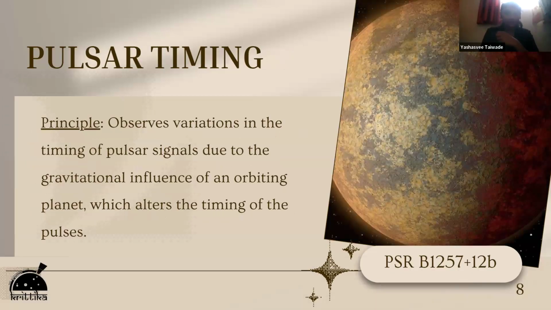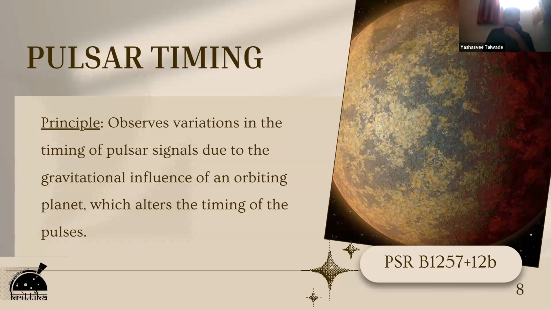Moving ahead, we next have pulsar timing. It observes the variations in the timing of pulsar signals. A pulsar is basically also another light source. Some planets orbit a pulsar. So we observe these variations in the timing of the pulsar signals, and due to the gravitational influence of the orbiting planet, it alters the timing of the pulses.